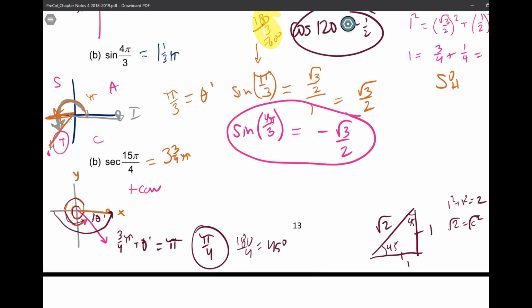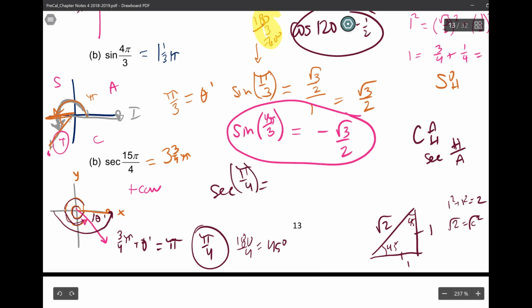Okay, so secant is the inverse of cosine. Cosine is adjacent over hypotenuse, so secant will be hypotenuse over adjacent. So hypotenuse, square root of 2, over 1. Let's go ahead and do that. Secant of pi over 4 is equal to hypotenuse, which is square root of 2 over 1. So that's just square root of 2.